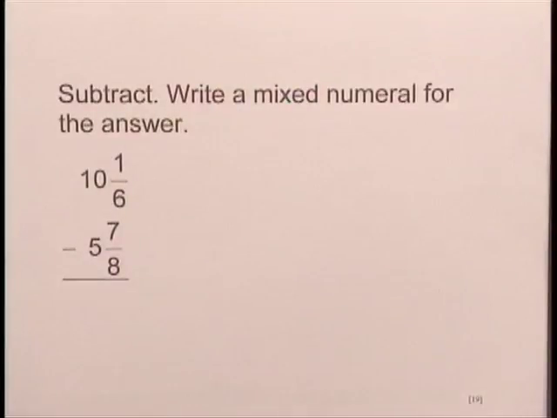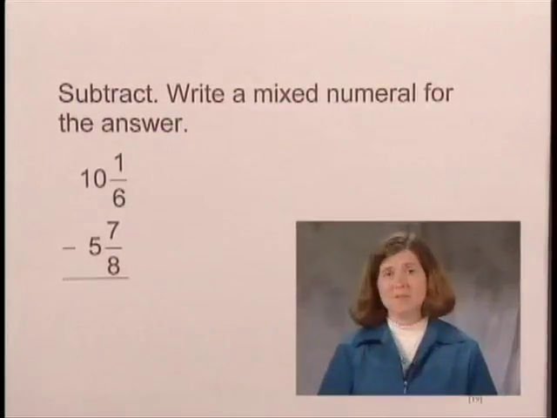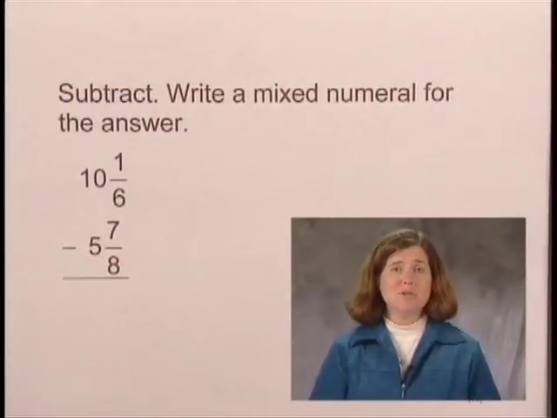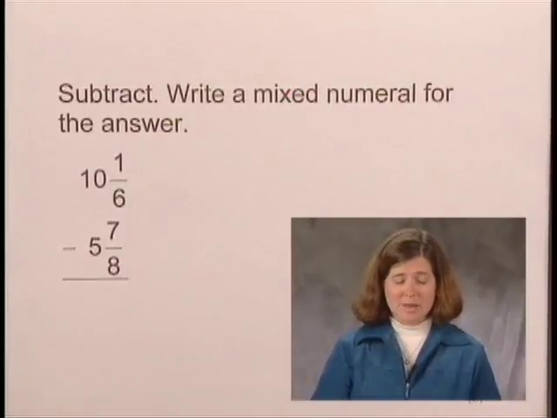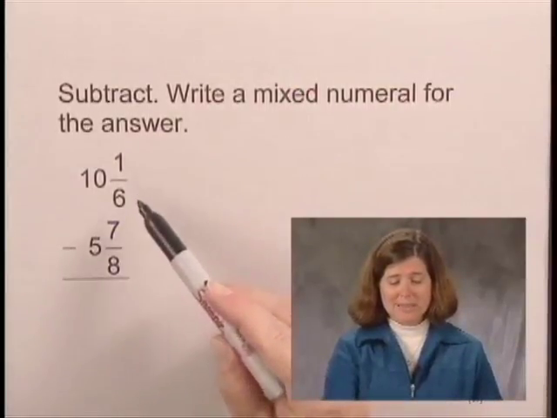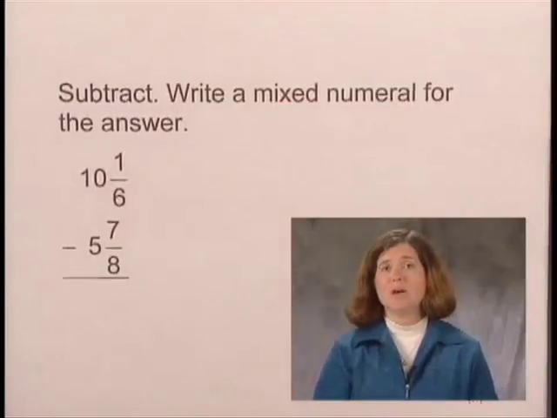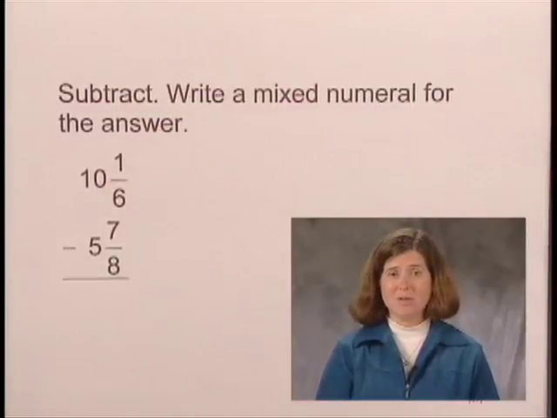For this problem, we'll subtract 10 and 1/6 minus 5 and 7/8, and we'll write a mixed numeral for the answer. When we subtract mixed numerals, we subtract the fractional parts and the whole number parts. The fraction parts in this case are 1/6 and 7/8. In order to do the subtraction, we first need to get a common denominator.